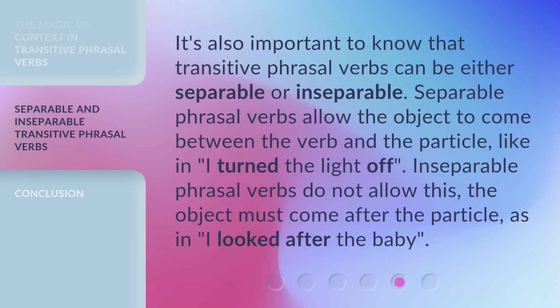It's also important to know that transitive phrasal verbs can be either separable or inseparable. Separable phrasal verbs allow the object to come between the verb and the particle, like in, "I turned the light off." Inseparable phrasal verbs do not allow this. The object must come after the particle, as in, "I looked after the baby."